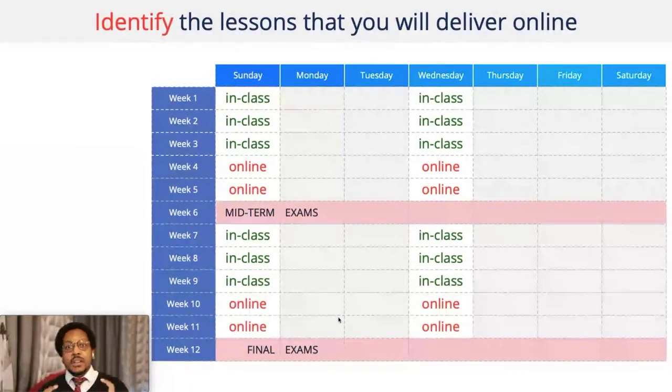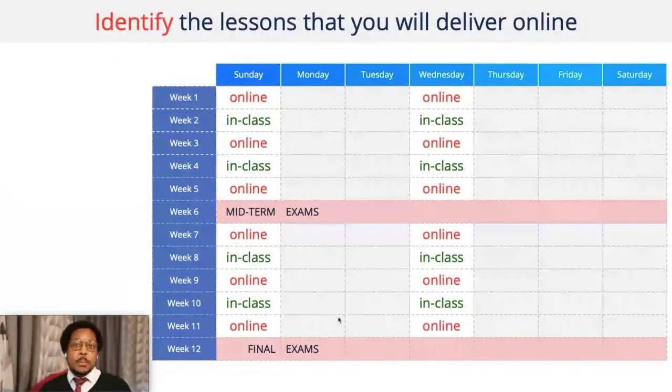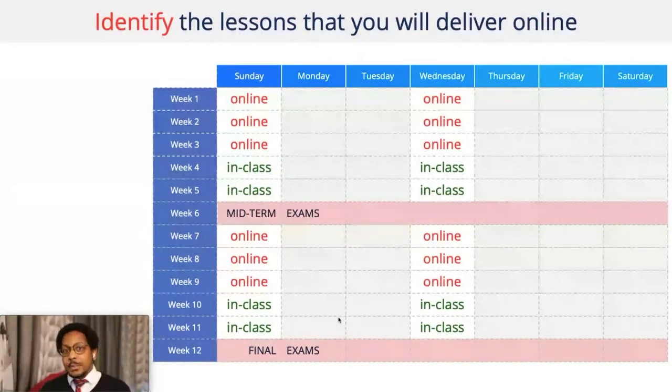Or you may have a chunk. So you may have a period of classes spanning a few weeks, which are all face-to-face, and then a period where they're online. And obviously the opposite is possible as well, where it's majority online and less face-to-face. So these are all different options you can think about.